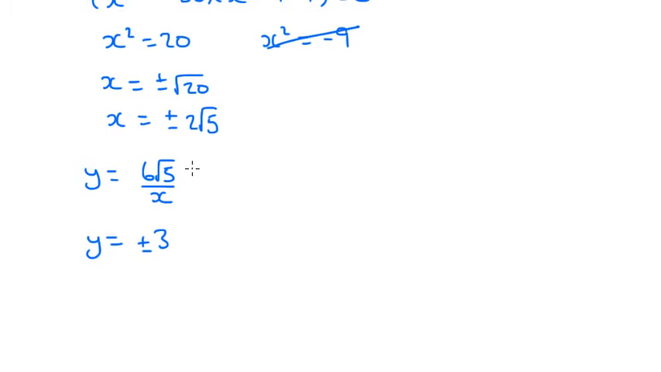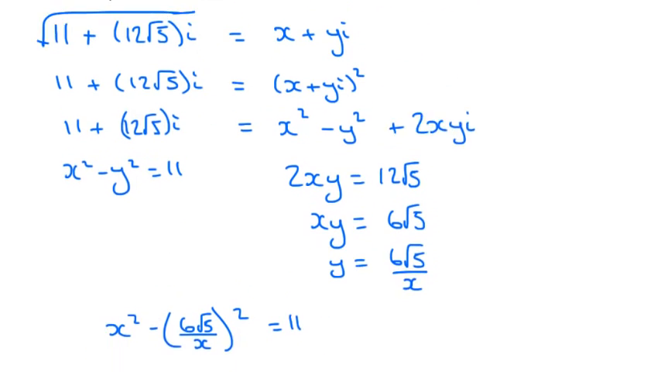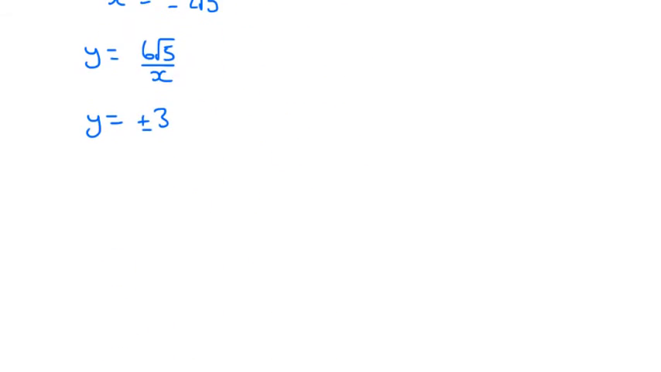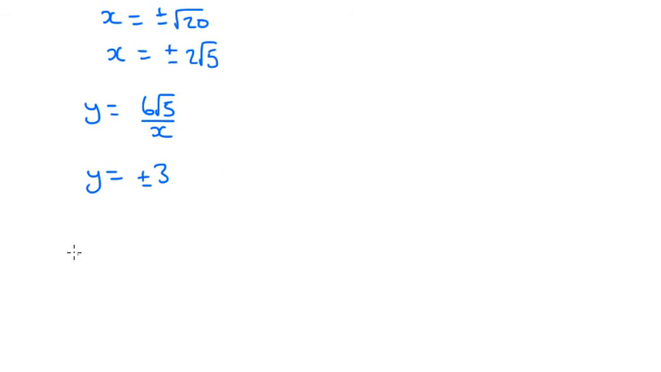At the moment, this is a 6-mark question and we only have 4 of the marks, because we then have to actually answer the question. It said give your answer in this form. It will always say that, and you've got to write the answer in that form to get both marks.